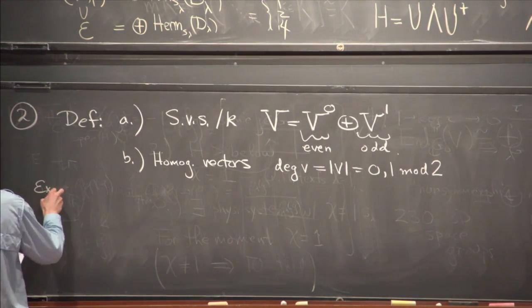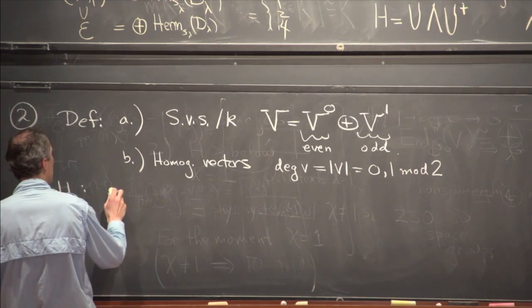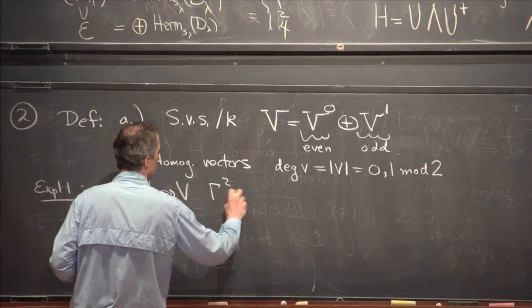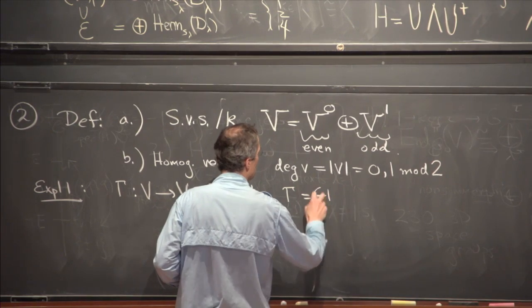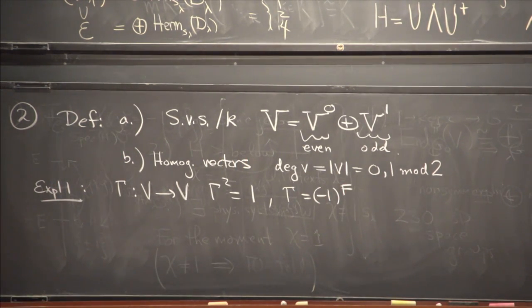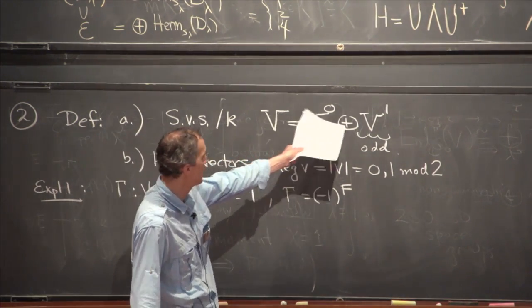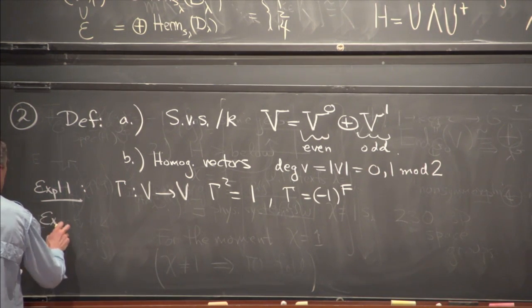So example 1, suppose that V has an operator gamma, which squares to 1. So for example, gamma might be (-1)^F in a theory with fermions. Then the even fermion number space would be the even space, and the odd fermion number space would be the odd space.